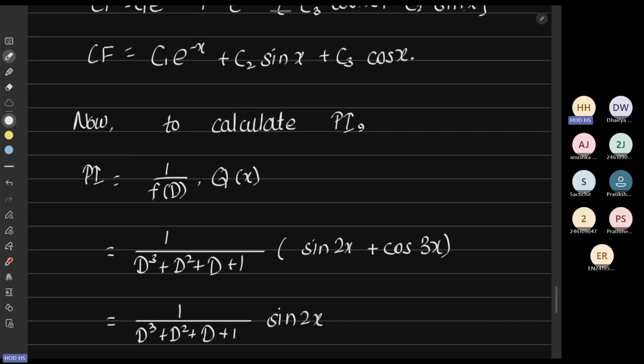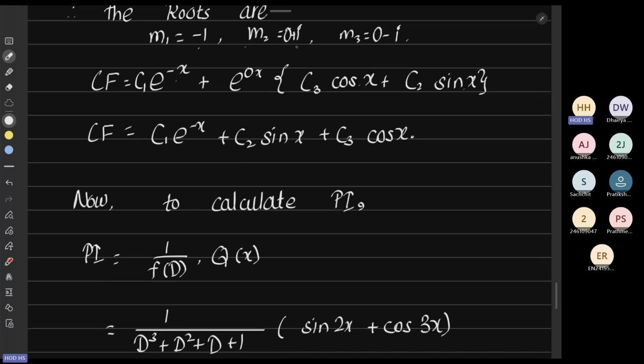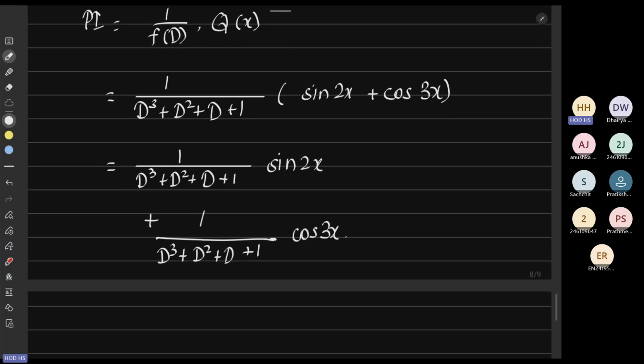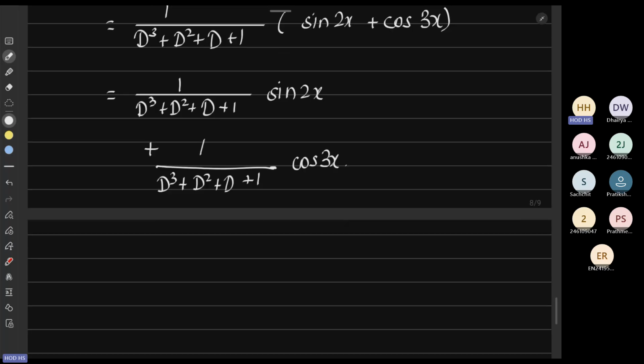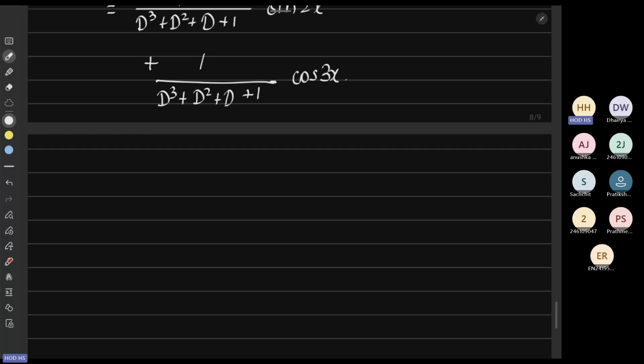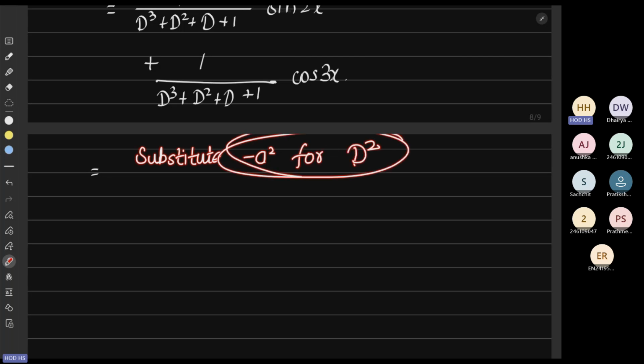Notice that the roots were minus 1, iota, and minus iota. So 2 iota and 3 iota were never a root. So we don't need to take the derivative. We can directly go for the calculation. So remember, we need to substitute minus a square for d square. Okay, remember this part, that we need to substitute for d square, not d.